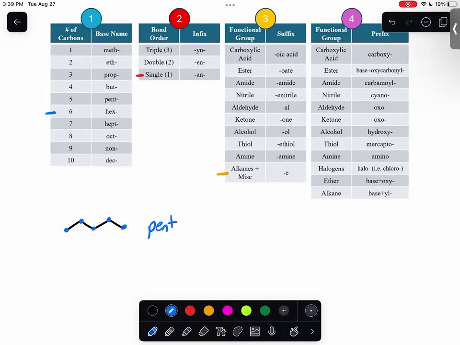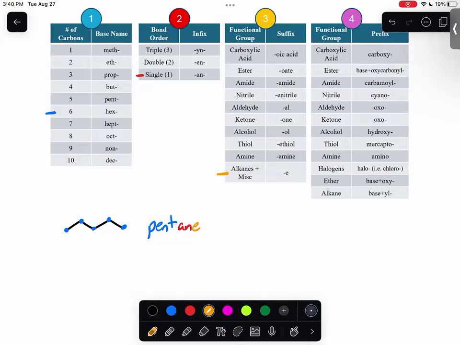Now we're looking at the bond order. This is another set of something that has just single bonds. So the second part is our infix AN. And last but not least, it's once again just an alkane, which means it will end with E. So this is pentane, right? Naming alkanes is really easy, but we can take it up a notch.